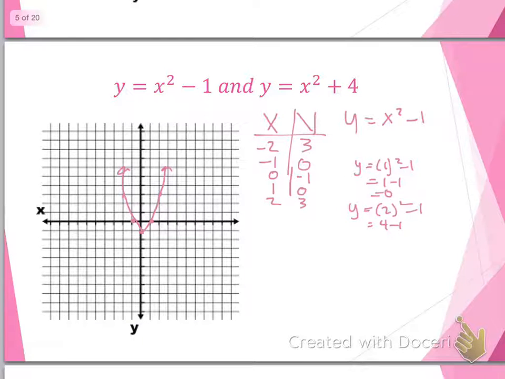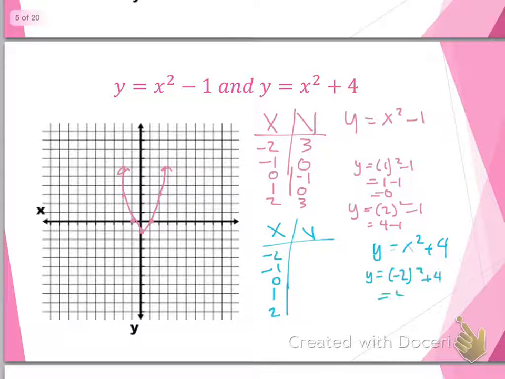So let's change colors here. So now I'm going to do -2, -1, 0, 1, 2 for my y equals x squared plus 4. So again, when I take it out, put it in parentheses. So y equals (-2) squared plus 4. -2 squared is 4. 4 plus 4, so I got 8. Y equals (-1) squared plus 4. -1 squared is 1. 1 plus 4, we got 5.